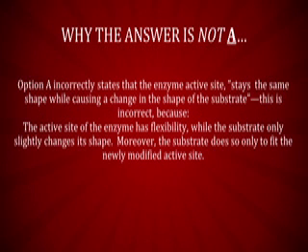Option A. Stays the same shape while causing a change in the shape of the substrate. This option is incorrect for the induced-fit model of enzyme actions because the structure of the enzyme has flexibility to adjust the shapes of the active sites for binding different substrates, while the substrate can only slightly change its shape. Moreover, the substrate does so only to fit the newly modified active sites in the enzymes in order to increase the variety of substrates.